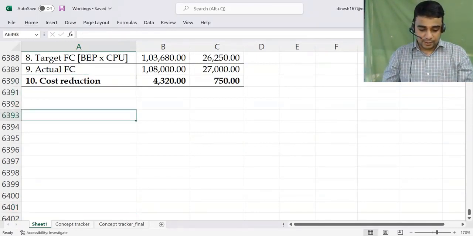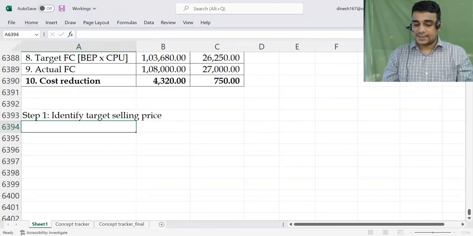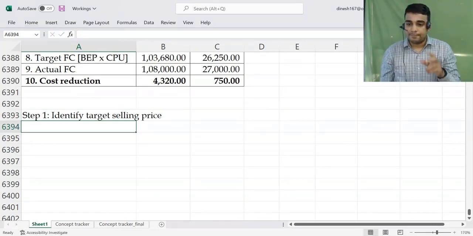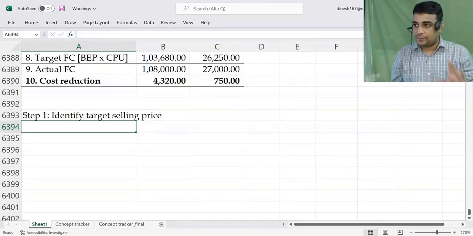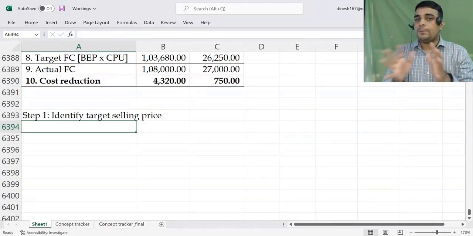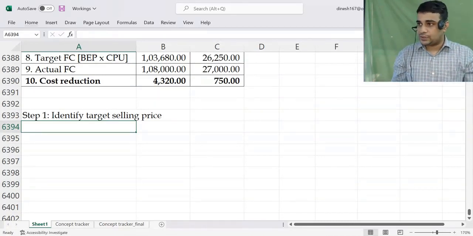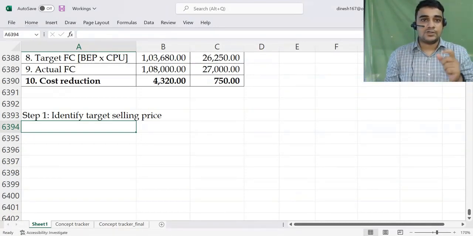Step 1 of target costing is to identify the target selling price. Who is going to identify this? The company will identify this with the help of market surveys and research. There is no calculation needed here. The market will provide you some indication of the price at which you can sell the product. So identify the target selling price of a product.